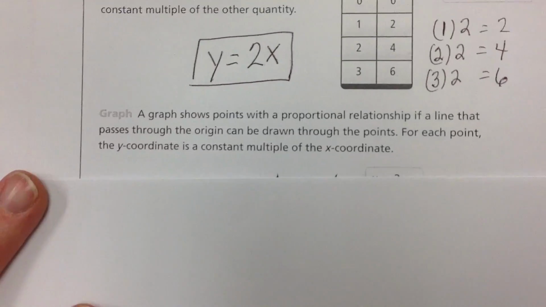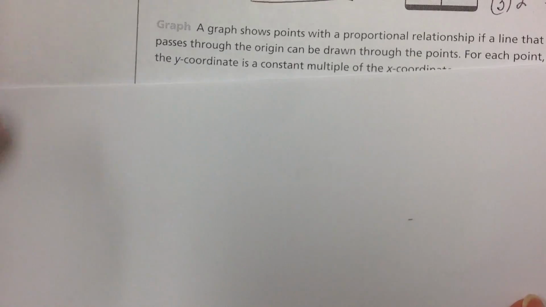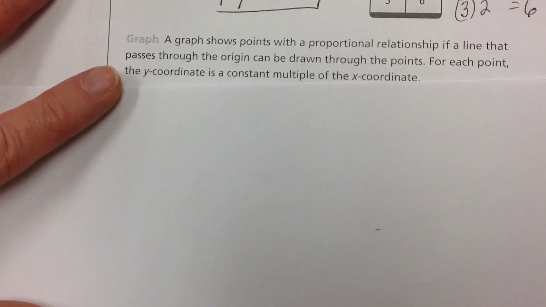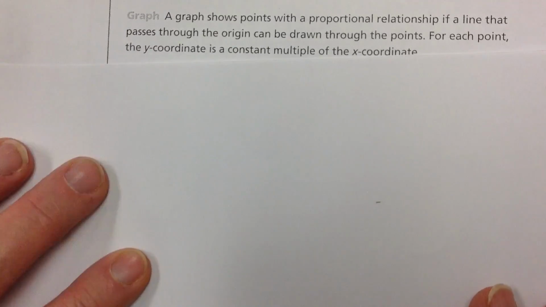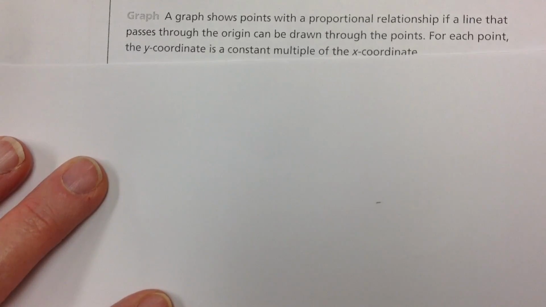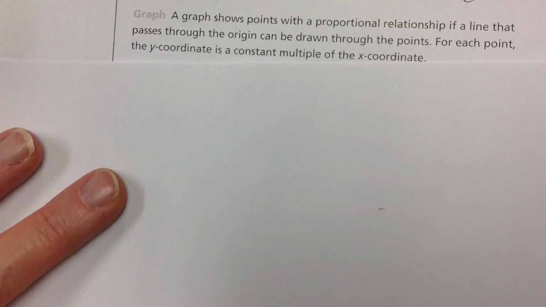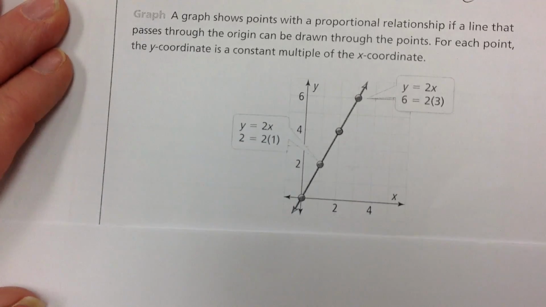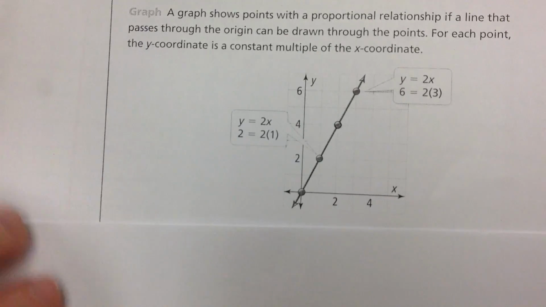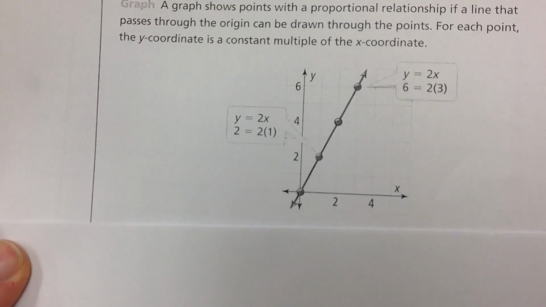Next, a graph shows points with a proportional relationship if a line passes through the origin and can be drawn through the points. For each point, the y-coordinate is a constant multiple of the x-coordinate. All right, so let's look at this graph that we have. We have a graph drawn. Looking at this graph, it does pass through the origin.